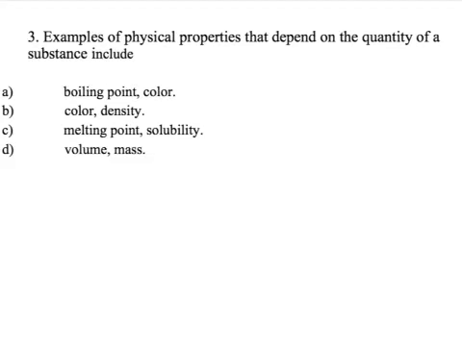Examples, moving a little too fast. Examples of physical properties that depend on the quantity of a substance include boiling point and color. The boiling point's always the same, guys. It doesn't matter. It just seems like it boils faster because you have less of it, but it's still boiling at the same temperature. Color and density, density doesn't change. Melting point and solubility, melting point doesn't change.